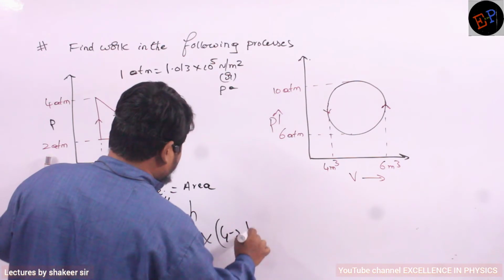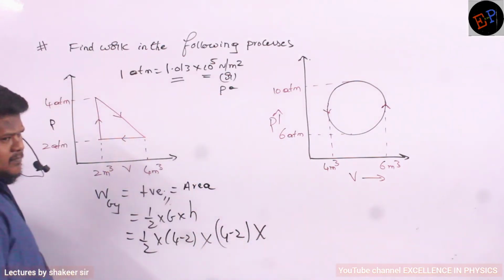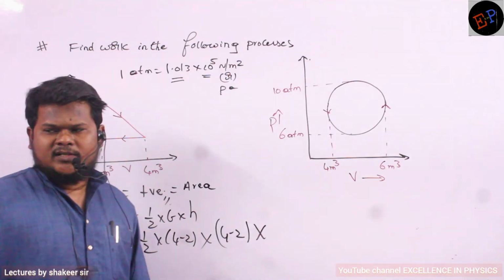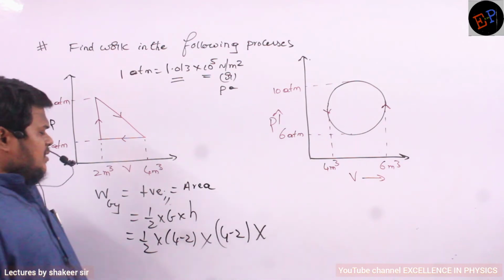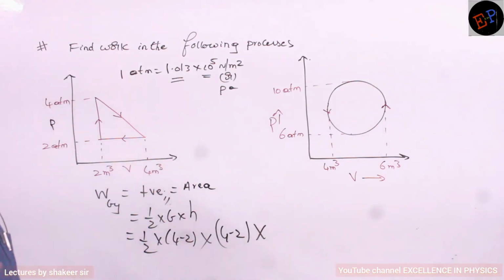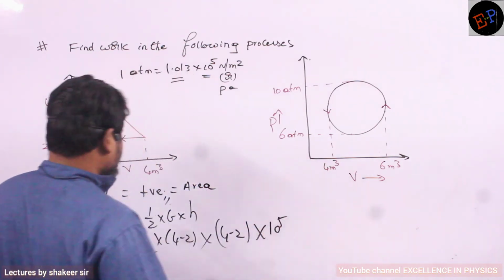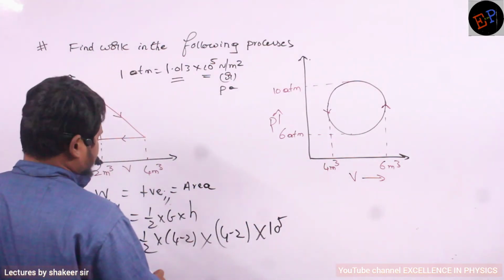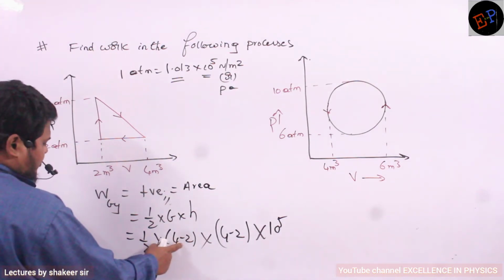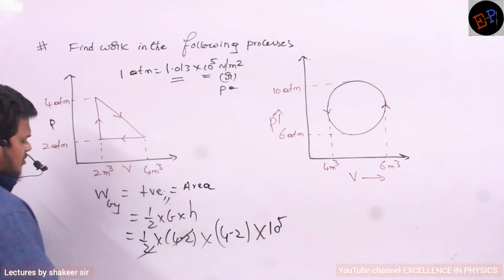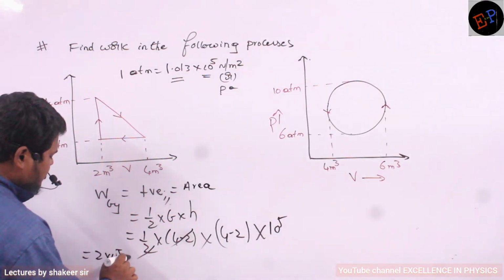So the value: half into 4 minus 2 multiplied by 4 minus 2, multiplied by 10 power 5. 1.01 is negligible, so in very big calculations you need not write it, just write 10 power 5. But if the calculations are very small, then definitely you have to use it. If you do this calculation, you will get the work done in joules. 4 minus 2 is 2, and 2 and 2 get cancelled. So how much did I get? 2 into 10 power 5 joules.